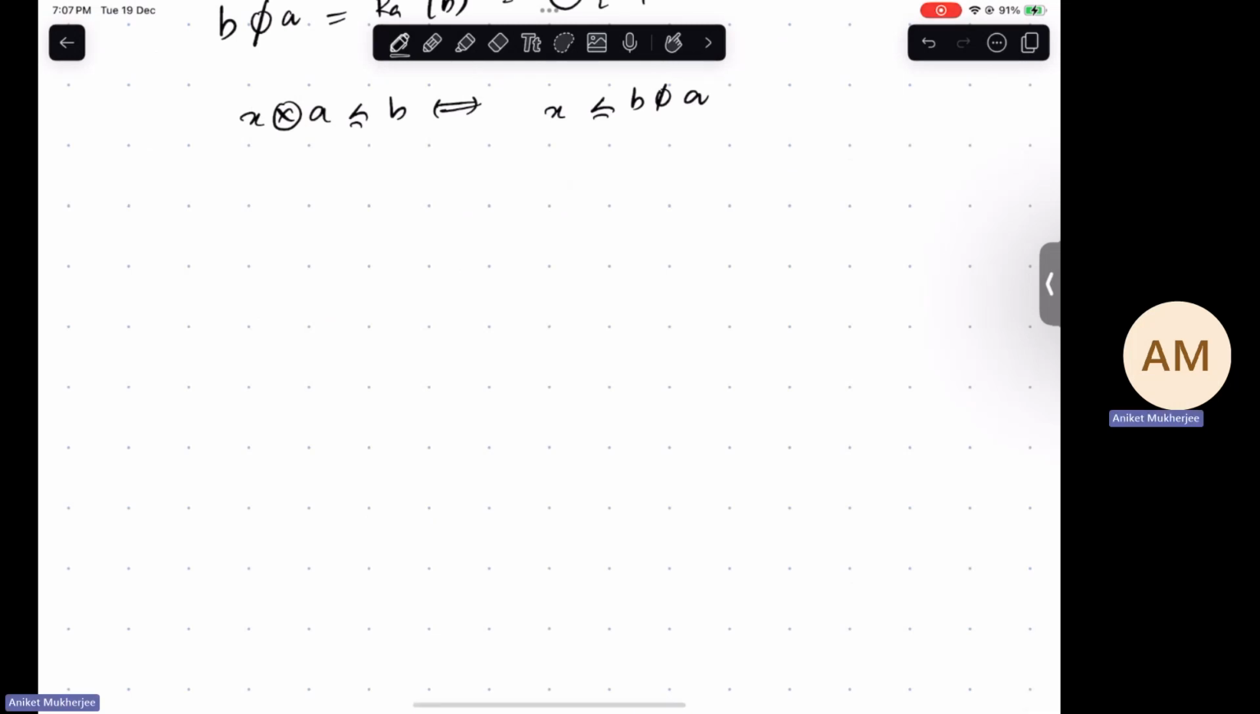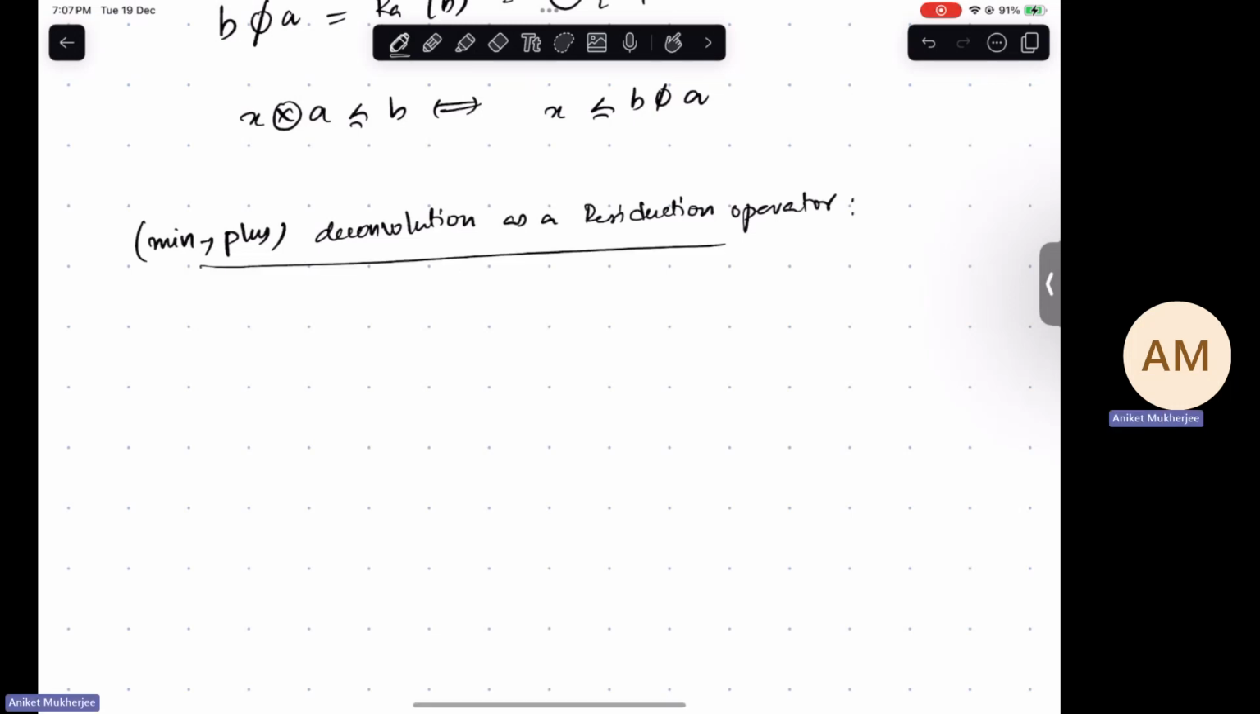So next we'll define the min plus deconvolution as a residuation operator. Now we'll specialize it to the min plus convolution. The complete dioid that we'll be using is the set of min plus functions, with pointwise minimum and the convolution operator. We'll be using this complete dioid, and we'll denote this as the deconvolution.